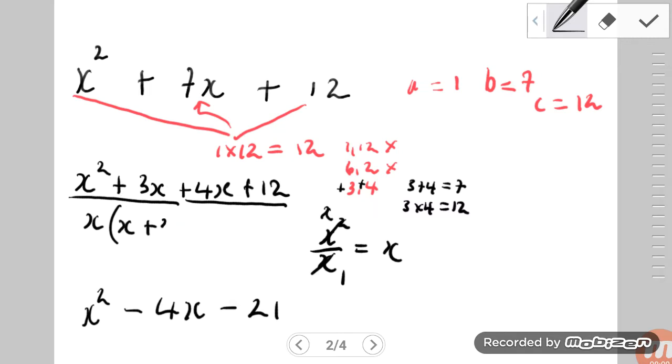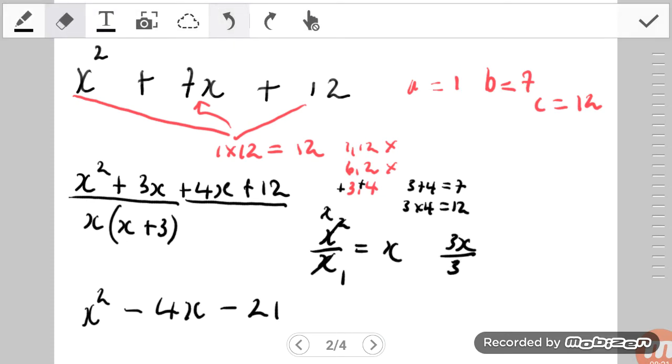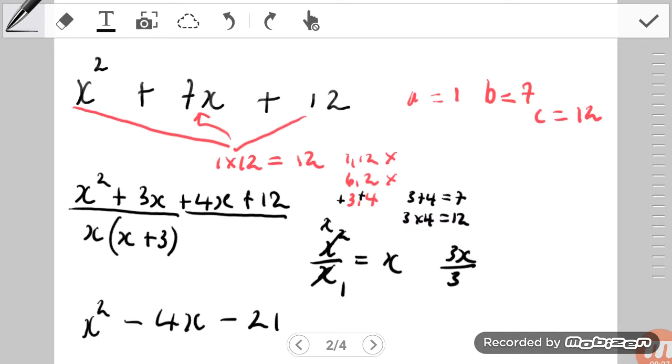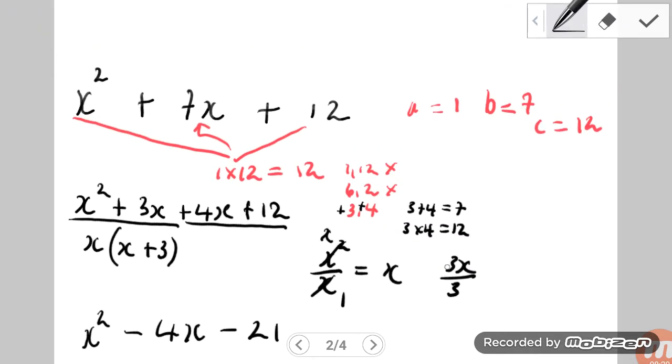x into 3x goes 3 times. Let me undo that. 3x divided by x in this case is going to be equal to 3. So there we go. So plus, the common factor here is 4. You can clearly see that 4 can divide into 4x and 4 can divide into 12. So 4 into 4x goes x times and 4 into 12 goes 3 times.